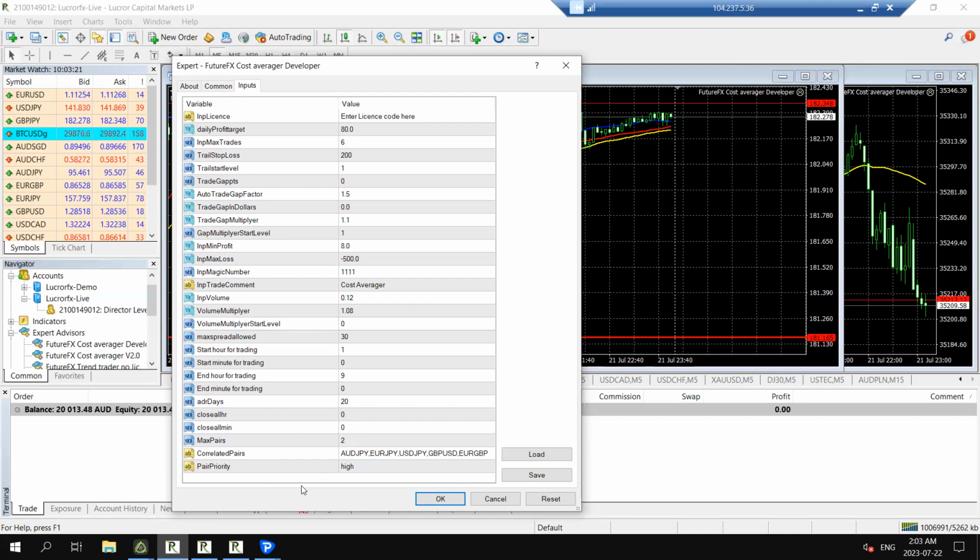The problem with trading closely correlated pairs is it greatly increases your risk. Let's say you're trading AUD JPY, Euro JPY, and USD JPY. So you're trading those three pairs and the yen goes against you. More than likely, you're going to lose money on all three pairs.